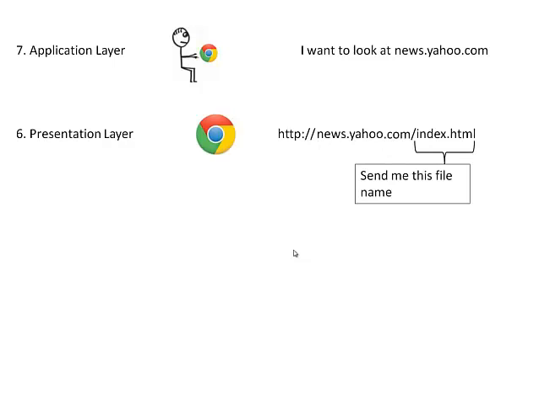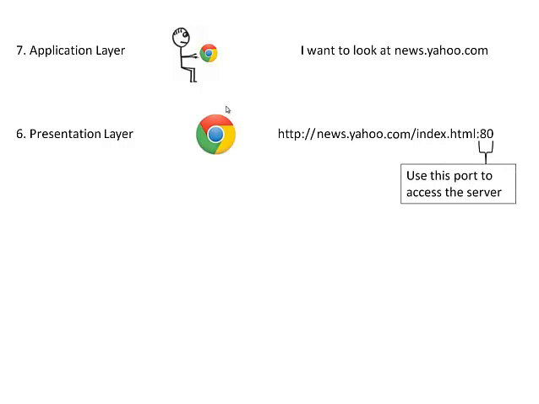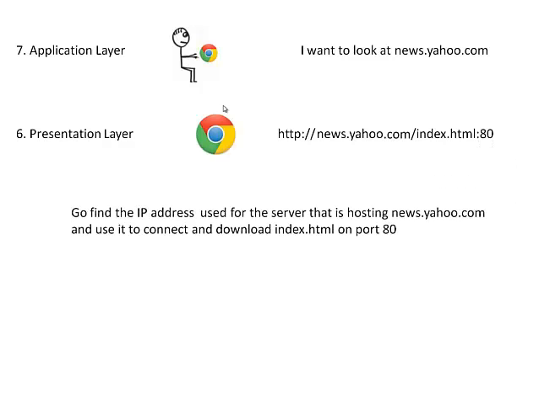Index.html is often the default name for root server requests like this. There's no reason to show it in the browser window, so Chrome does not do so. But this is the file you're looking for. And the DNS is returned that our URL starts with HTTP, which defaults to a port setting of 80. We'll use this port to access the server. And so the presentation layer has converted your application layer request to go find the IP address used for the server that is hosting news.yahoo.com and use to connect and download index.html on port 80.